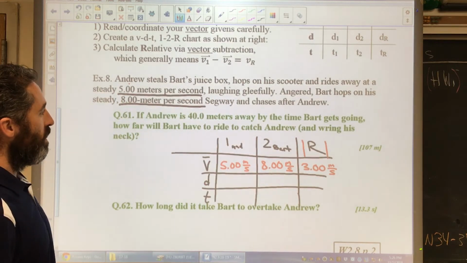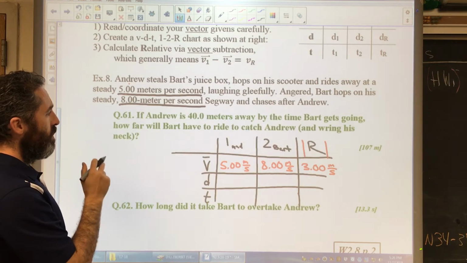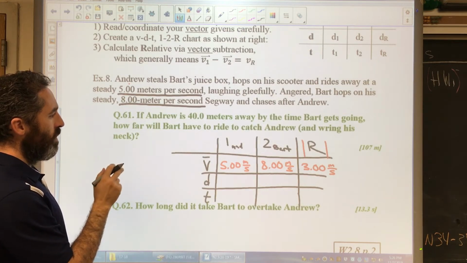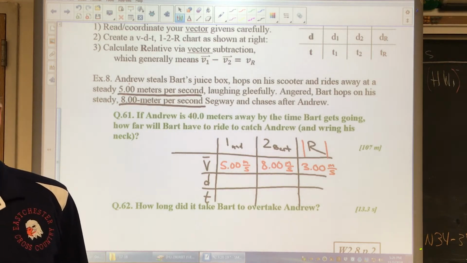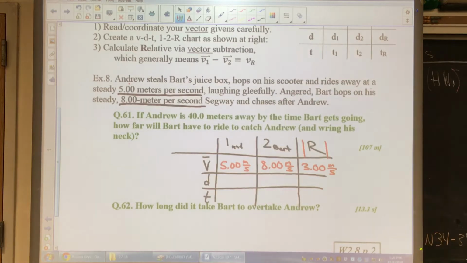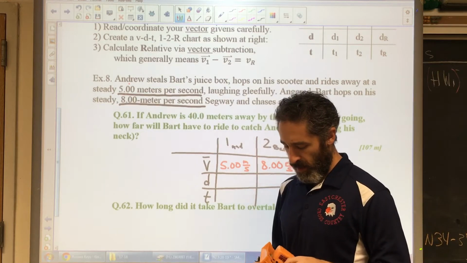Okay, cool, easy enough. Now, Andrew is 40 meters away by the time Bart gets going. Huh. All right, now that's a little something right there. How do we deal with that? Let me give you a little example here. So, this can be Big Bad Bart.